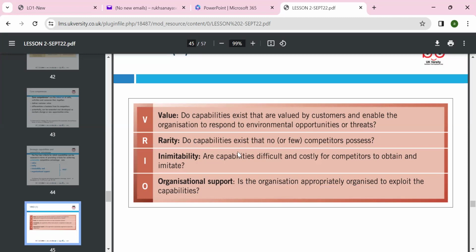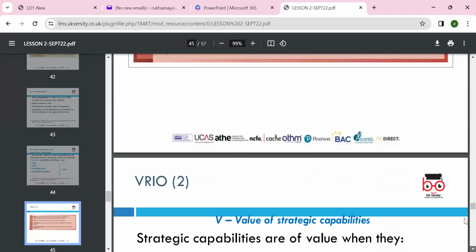Alright, rarity: do the capabilities exist? No, or few competitors possess them. Inimitability: are the capabilities difficult and costly for competitors to obtain and imitate? And we can look at organizational support: is the organization appropriately organized to exploit the capabilities?